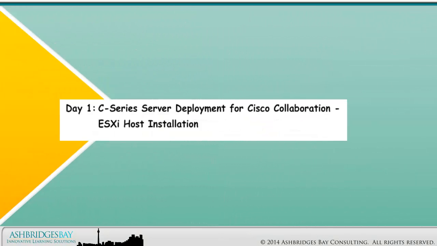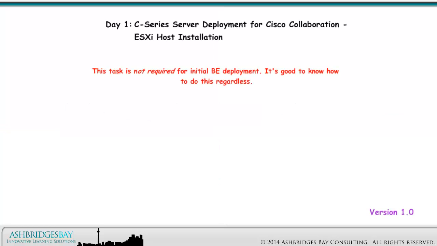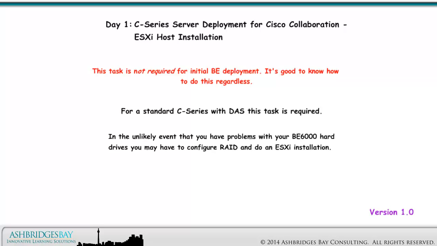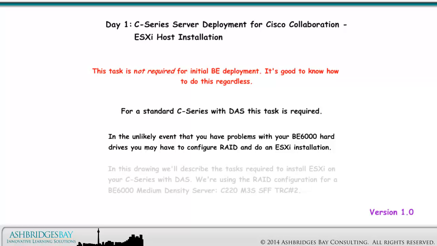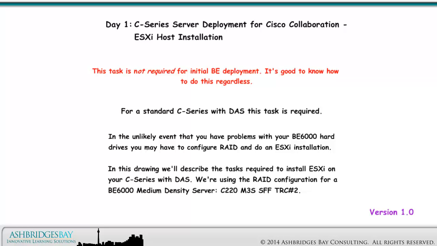Welcome to our drawing, Day 1 C-Series Server Deployment for Cisco Collaboration, ESXi Host Installation. This task is not required for initial BE deployment. It's good to know how to do this regardless. For a standard C-Series with DAS, this task is required. In the unlikely event that you have problems with your BE6000 hard drives, you may have to configure RAID and do an ESXi installation. In this drawing, we'll describe the tasks required to install ESXi on your C-Series server with DAS. We're using the RAID configuration for a BE6000 medium density server C220 M3S SFF TRC number 2.